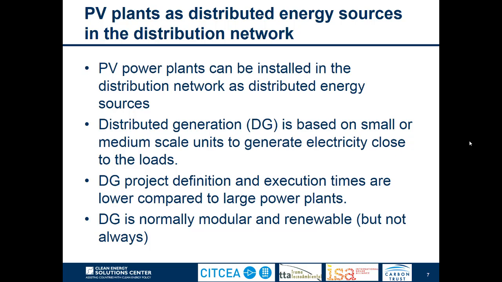Distributed generation is normally modular and renewable, but not always. We can have examples where it is not modular, it is a single unit of an important amount of power, and also in some cases it is not renewable. An example can be a gas turbine or a diesel generator which can be installed in the network.